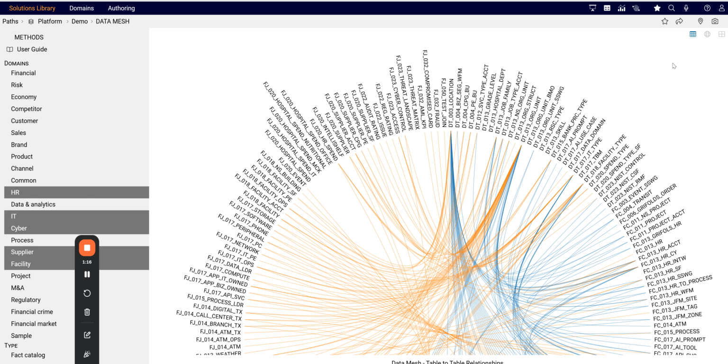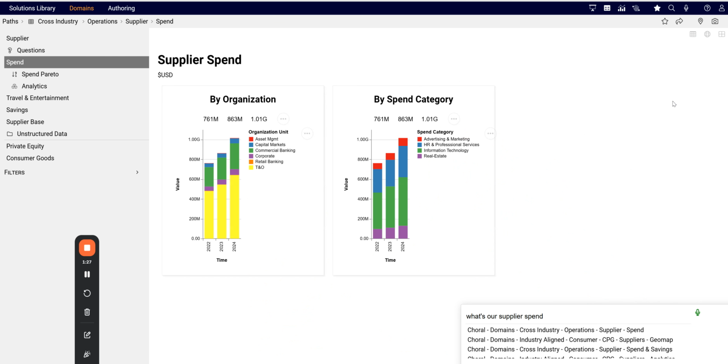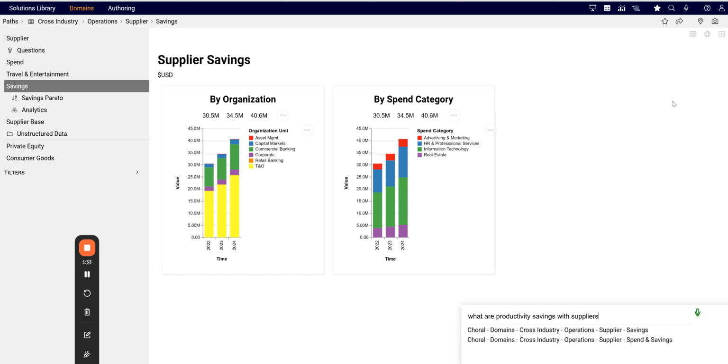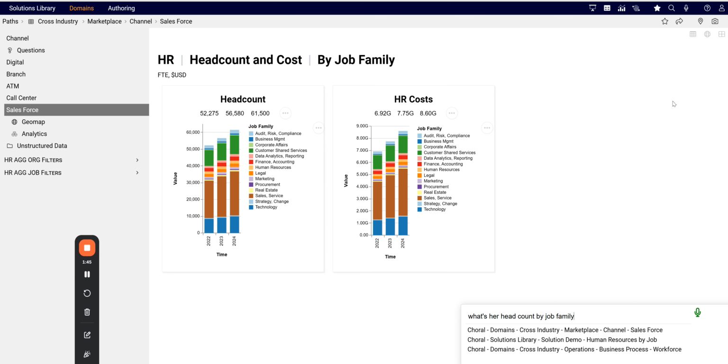Next, we're going to show how we can use a large language model to navigate the views. We click here, and we're going to ask the system some questions. What's our supplier spend? What are productivity savings with suppliers? What's our supplier risk? What's our headcount by organization? What's our headcount by job family? What's our headcount by grade level?